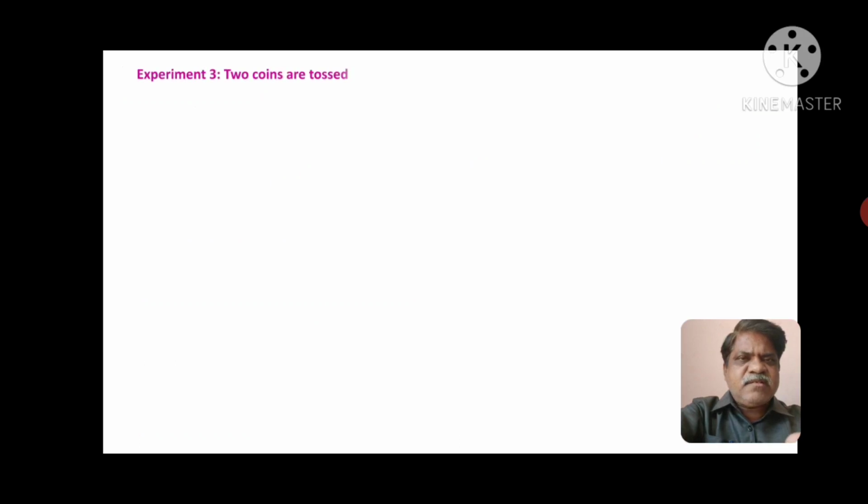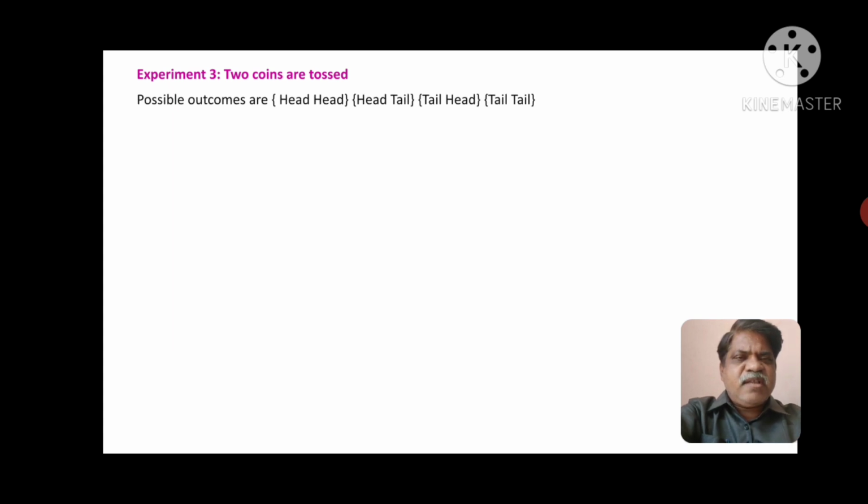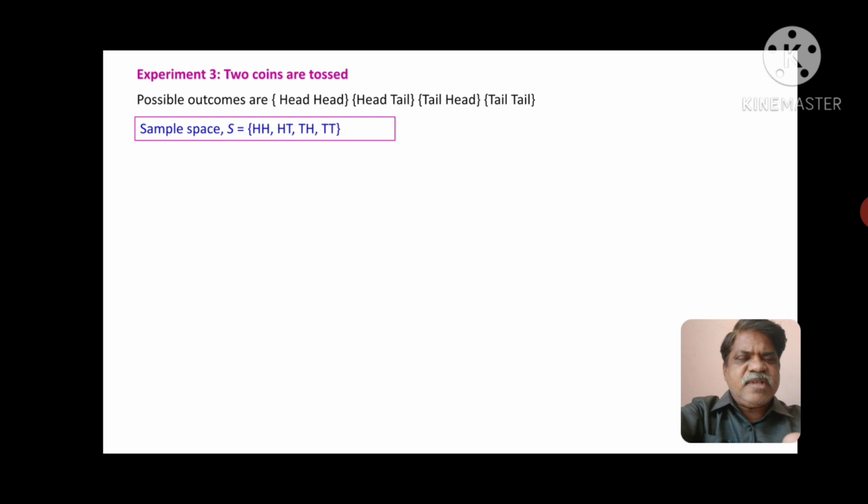Friends, let us take experiment number 3. Two coins are tossed simultaneously. Possible outcomes are head head, head tail, tail head or tail tail. So the sample space can be written as S = {HH, HT, TH, TT}. Therefore, the number of sample points in S is n(S) = 4.